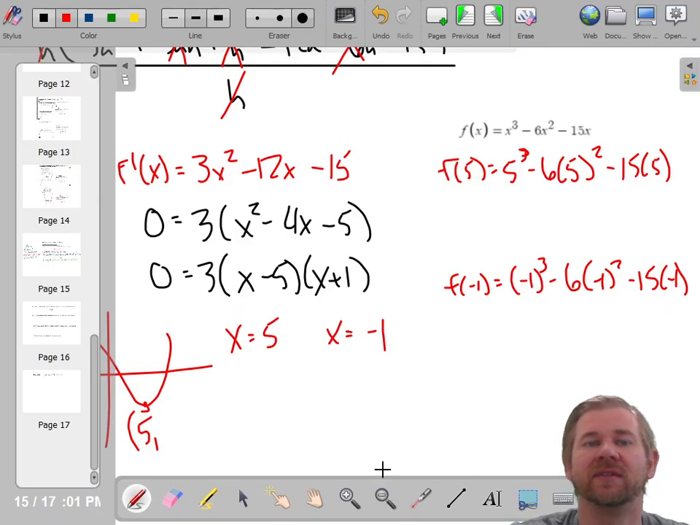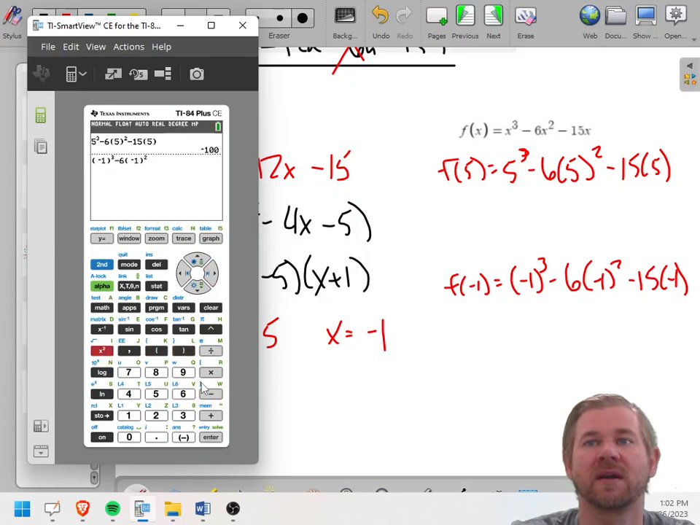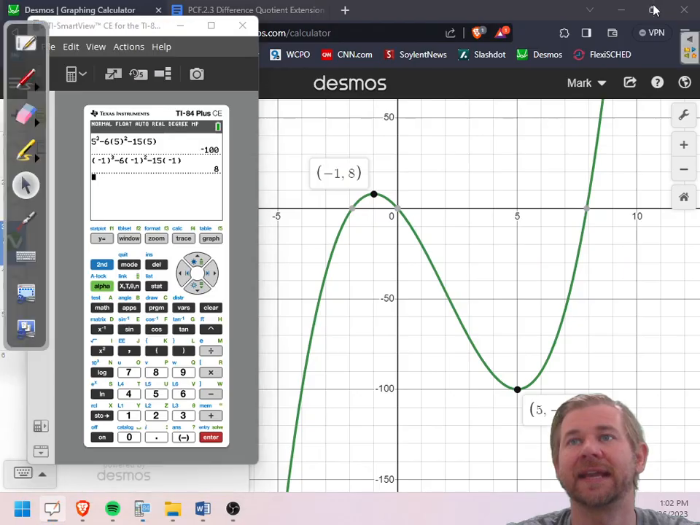And when I plug in negative 1, make sure you use parentheses, especially when it's negative. Negative 1 cubed minus 6, negative 1 squared minus 15 times negative 1. When I plug in negative 1, I get 8. And look, that is the y-coordinate for the other one. So I just found the two turnaround points.